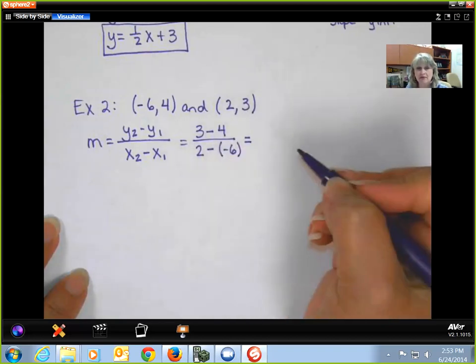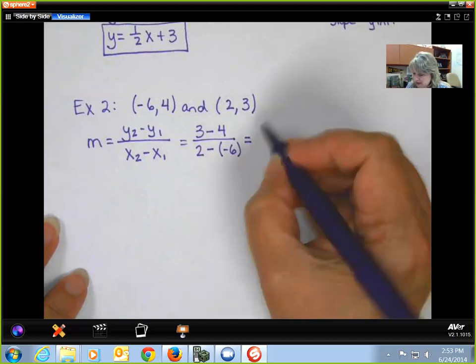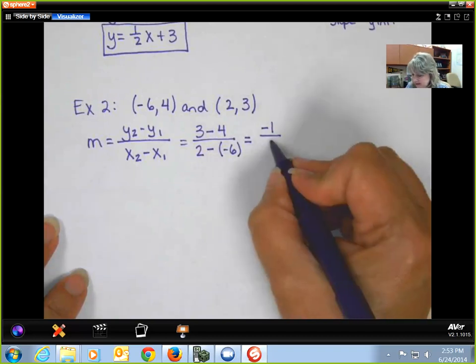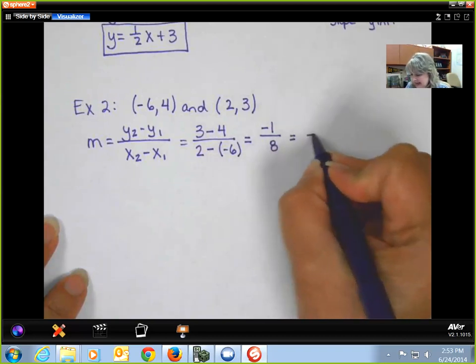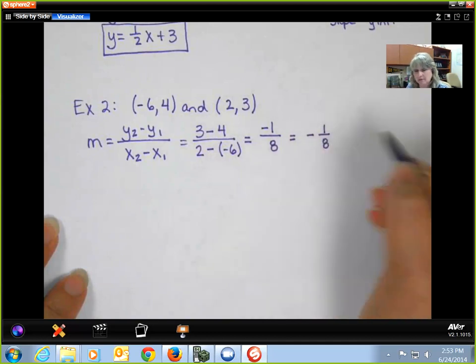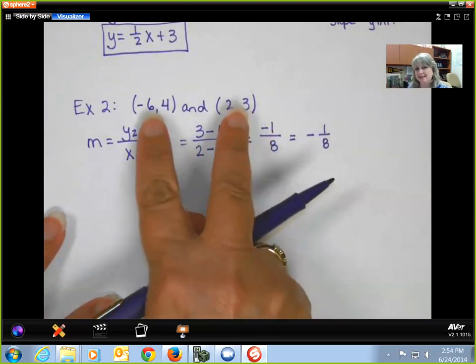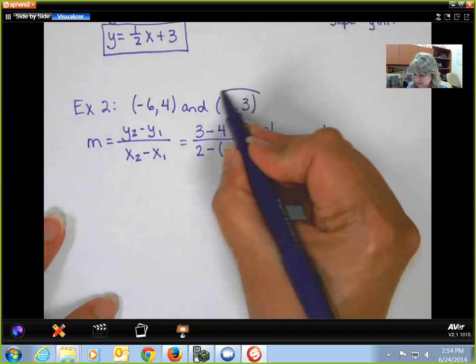And then we're going to simplify this. 3 minus 4 is -1. 2 minus -6, same thing as 2 plus 6, which is 8. So our slope turns out to be -1/8. Okay, now that we have slope and we have at least 1 point, and it doesn't matter which one we use, let's just say we use this one.